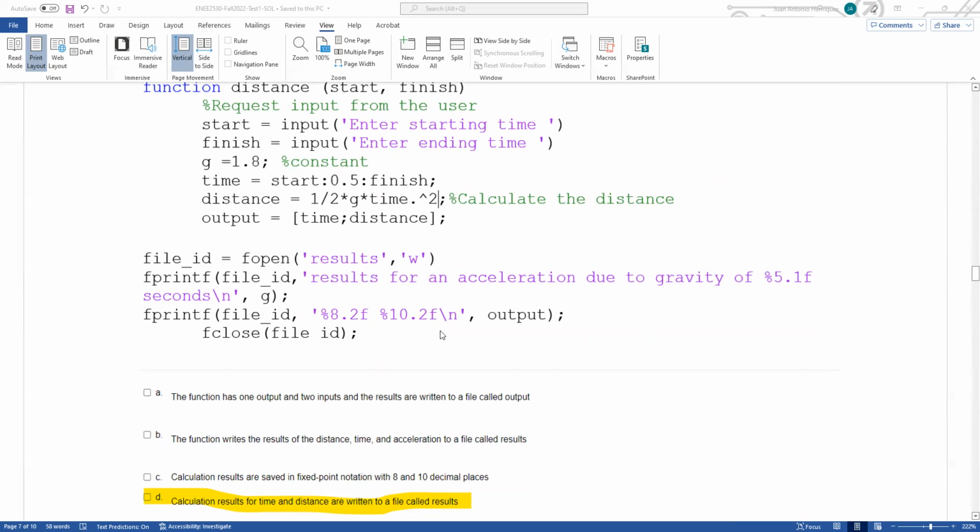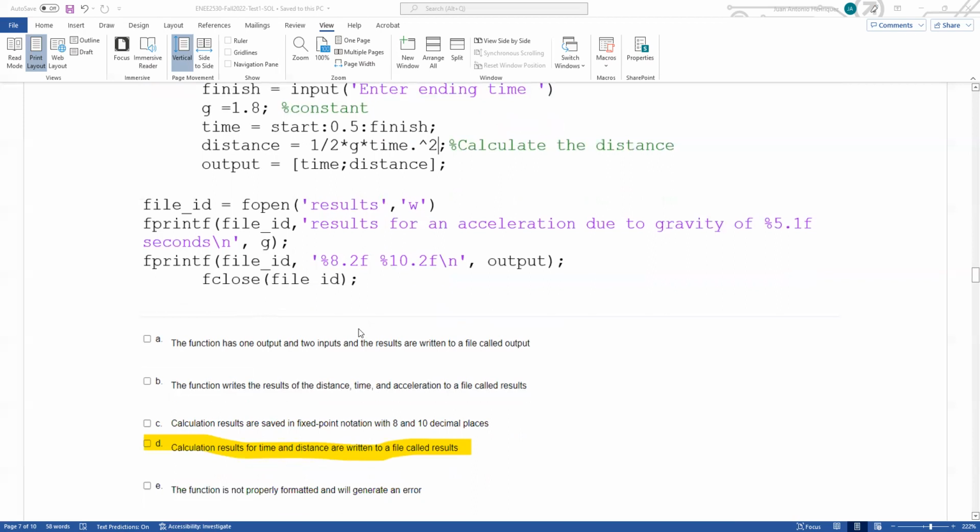No, it's actually going to write the values of this output, which is time and distance. The third one says calculation results are saved in fixed point notation with 8 and 10 decimal places. It does save in fixed point notation, but the .2 indicates that it uses 2 decimal places. The 8 and the 10 is the space used for each of those numbers right here.